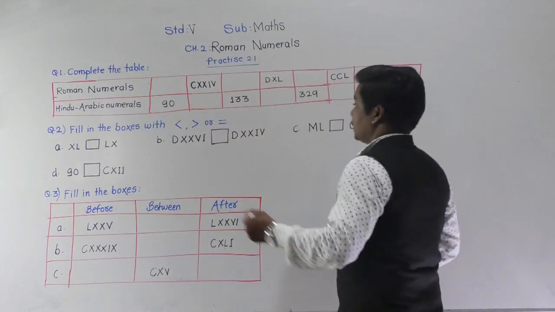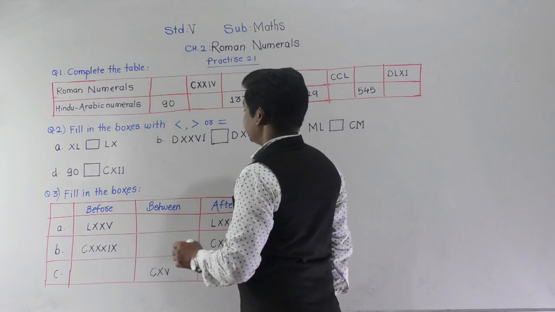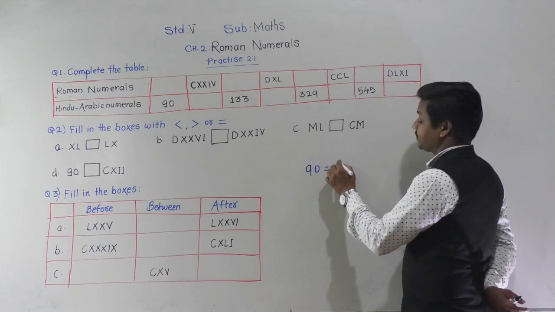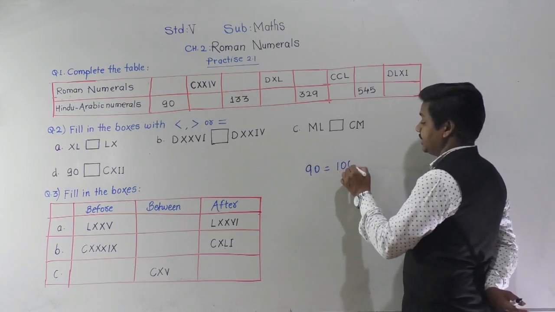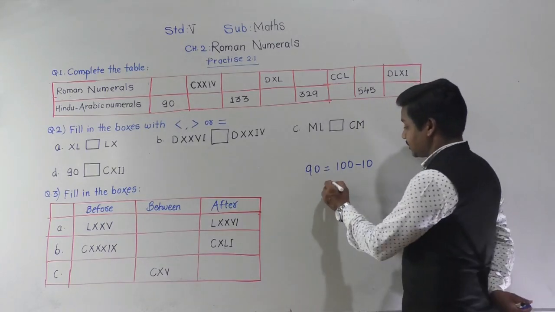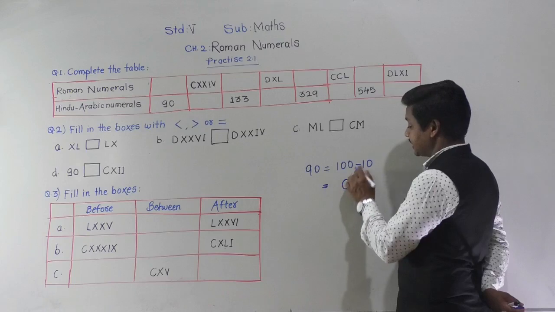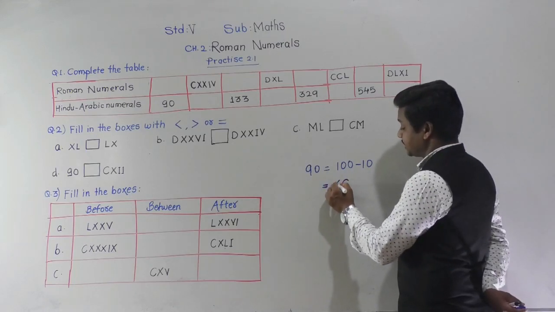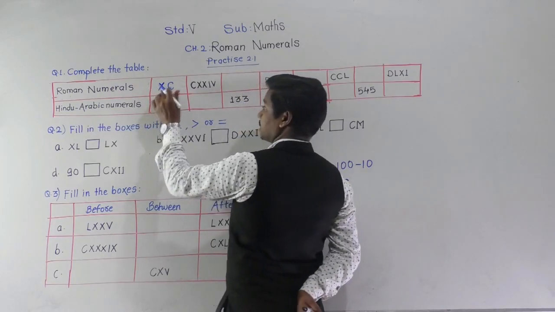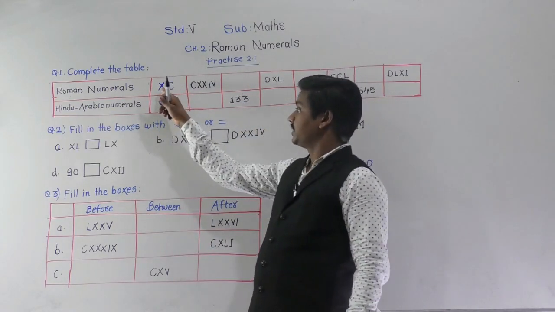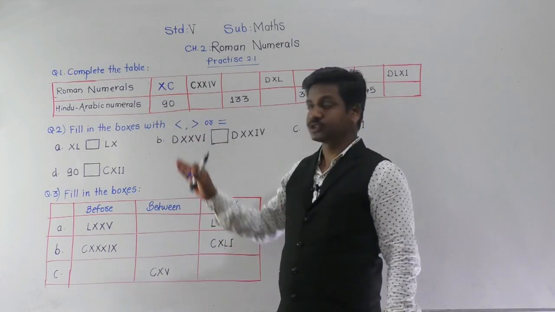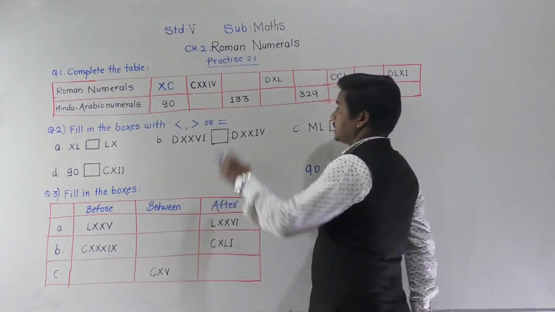So, you know, 90 means what? How to write 90? If you split 90, it will get written this way, 100 minus 10. Understood? For 100, there is C and there is minus 10, so its symbol will be written before it. That is XC. So, for 90, we will write XC. When we write smaller symbol before greater symbol, its value gets subtracted. Remember the rule. So, 90 means XC.